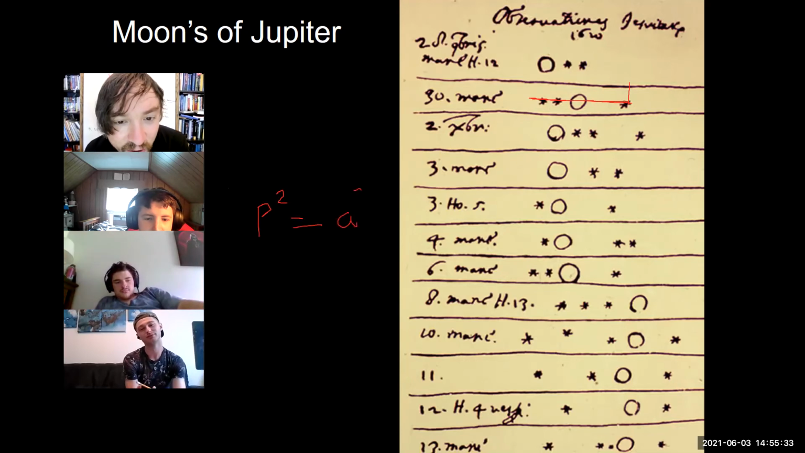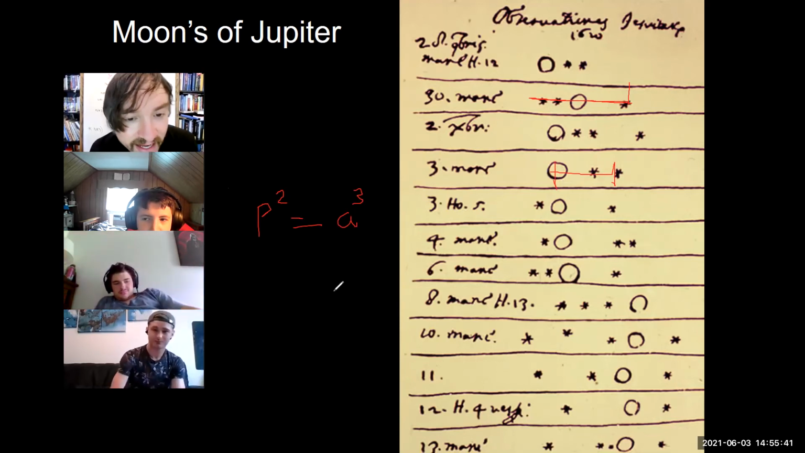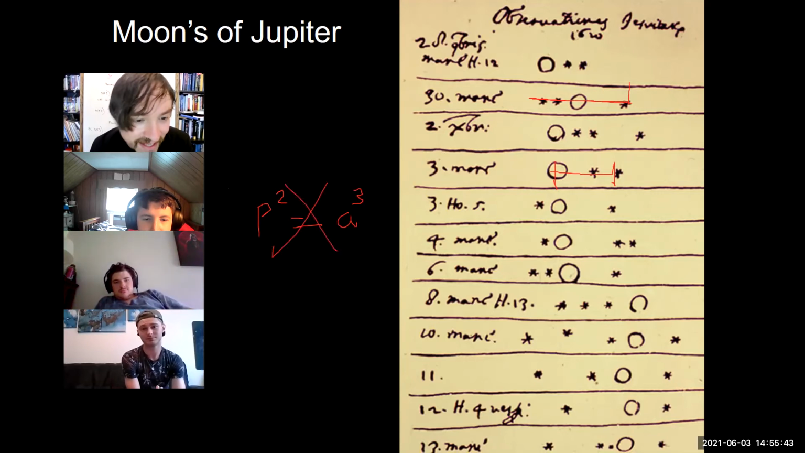So, hey, Galileo, will you measure their periods and measure the distance between the moon and the planet and tell me if the square of one is proportional to the cube of the other? Galileo said, I guess I could do that. He tried it, didn't work.